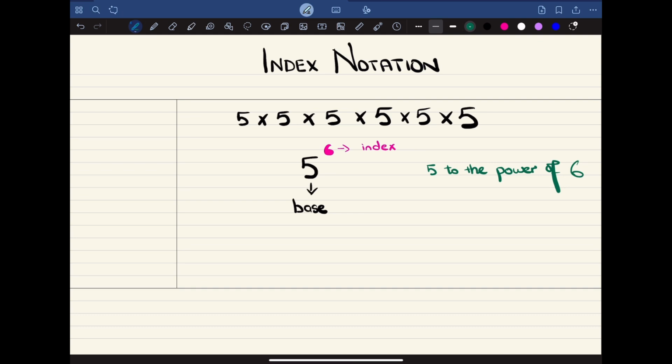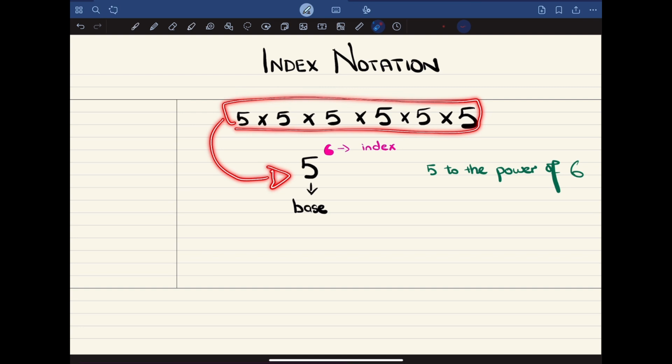Basically, index notation ensures that we do not have to write a whole string of numbers and multiplication signs, or if there are so many zeros. So it basically helps you write a multiplication sentence simply, concisely, and there are fewer chances of error as well.